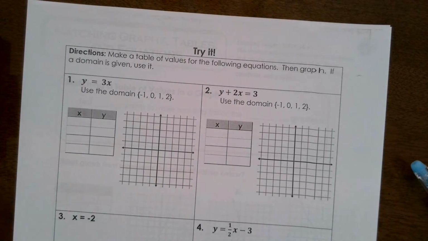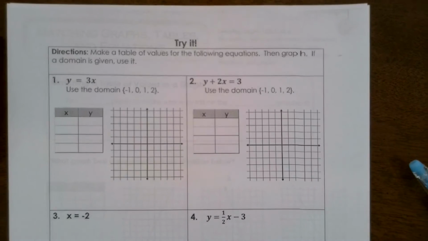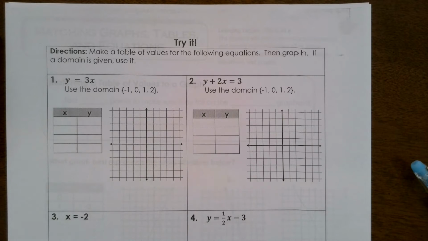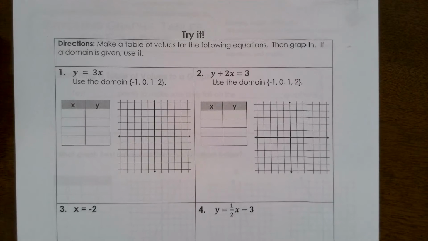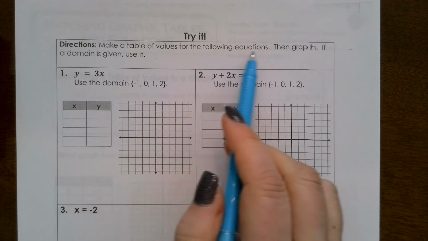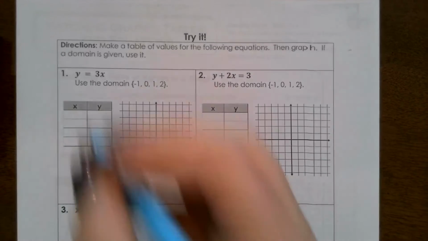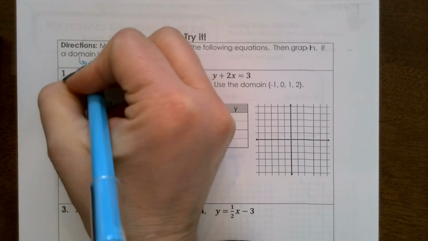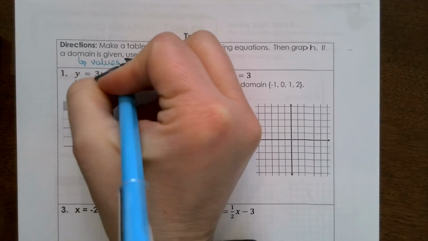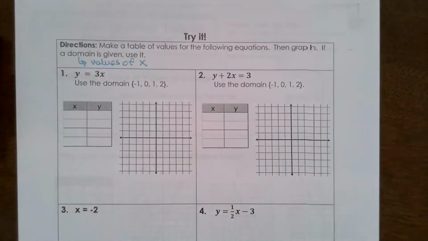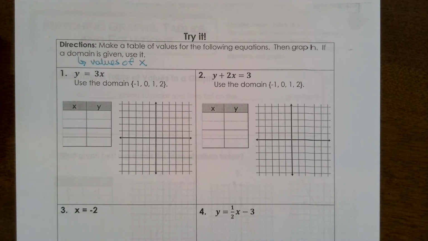If you're done with this lesson, you can pause the video here, but if you're thinking, I want some more practice, I'm going to do the try it problems for the remainder of this video. So take a look if you think it will help. Make a table of values for the following equations, then graph. If a domain is given, use it. So remember, domain represents values of x. So in all the examples I've been doing up to this point, I have been choosing my x.